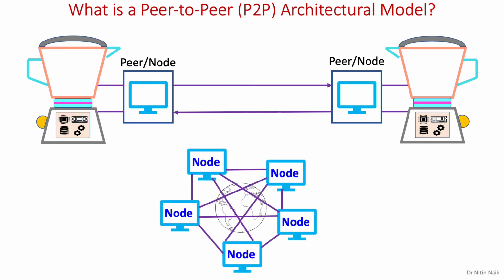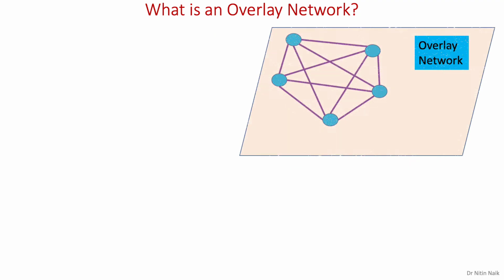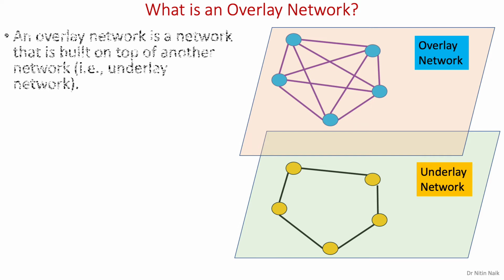The peer-to-peer distributed system is represented by the diagram below, where several nodes are connected with each other in order to provide important functionalities of a distributed system. If we want to learn the peer-to-peer architectural model in more detail, we need to know what an overlay network is. An overlay network is a network that is built on top of another network, which is called an underlay network, meaning that an overlay network is supported by the infrastructure of an underlay network.